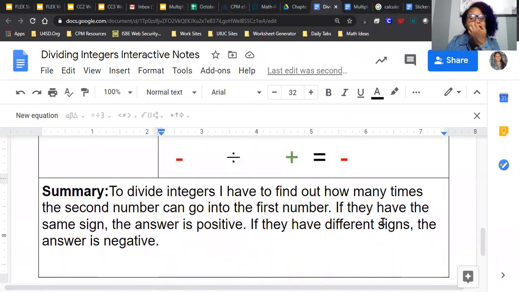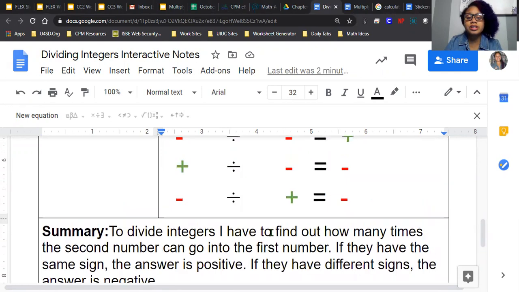So to conclude, to answer our essential question of how do I divide integers? In summary, you need to divide integers by finding out how many times the second number can go into the first number. Or you could realize what number do I have to multiply the second number by to get to the first number? Whichever way you like to think of it, that's how you can do division. And then after you finish dividing, if they have the same sign, the answer should be positive. If they have different signs, the answer is negative.